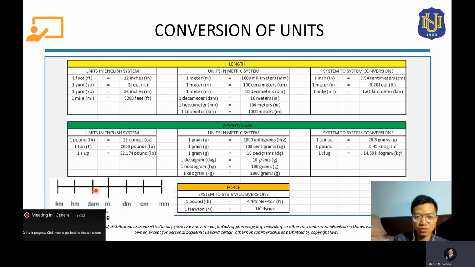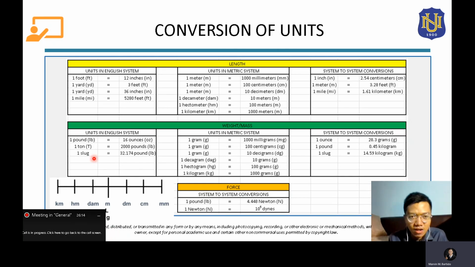Now for decameter, that will have 1 movement. So 1 meter is equal to how many moves? There's only 1 move, no? So from 1, you will count from right to left, so that will be 1. So that will just be 0.1. So 1 meter is equal to 0.1 decameters.